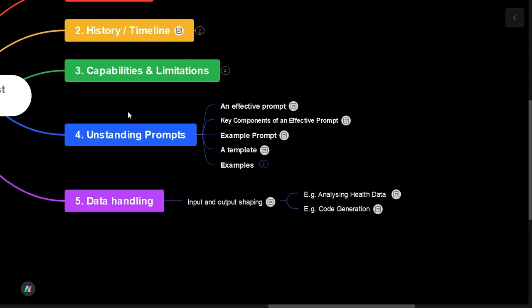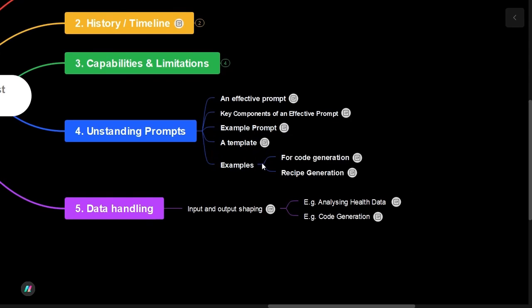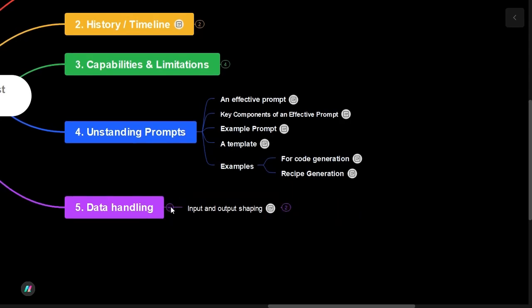We'll start with what an effective prompt actually is, then talk about the key components of an effective prompt, then see some examples of effective prompts. We'll also see some templates that can be useful, and these are just examples, not one-shot templates, but examples so that our mindset grows around that. Then we'll see examples of using those templates for code generation and recipe generation. This is what we're going to discuss in this video.